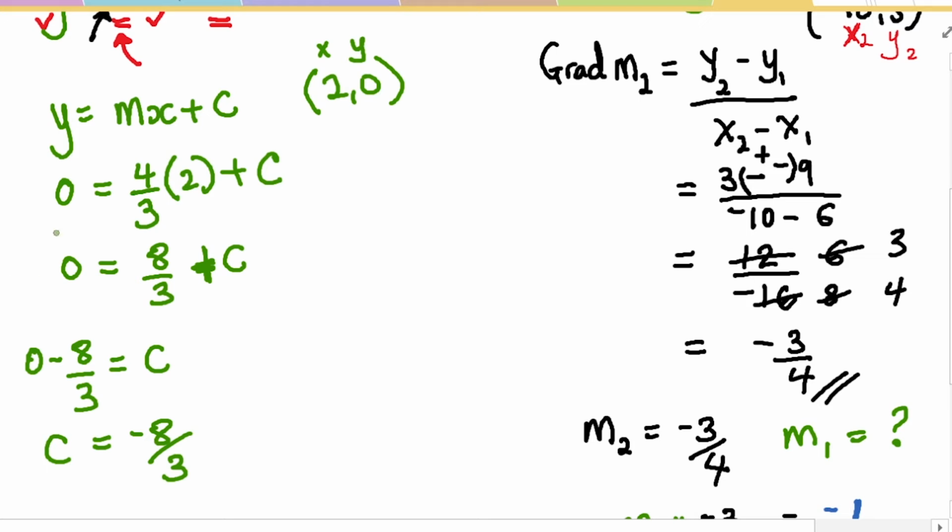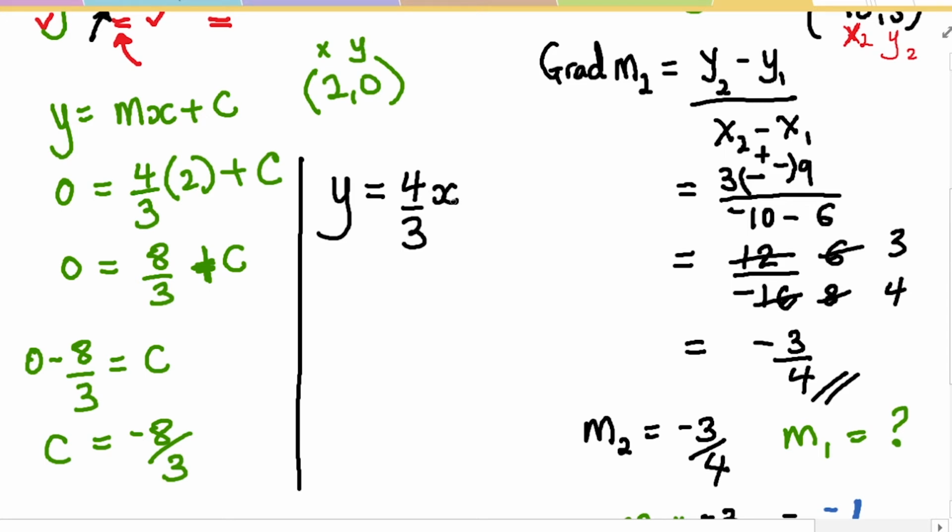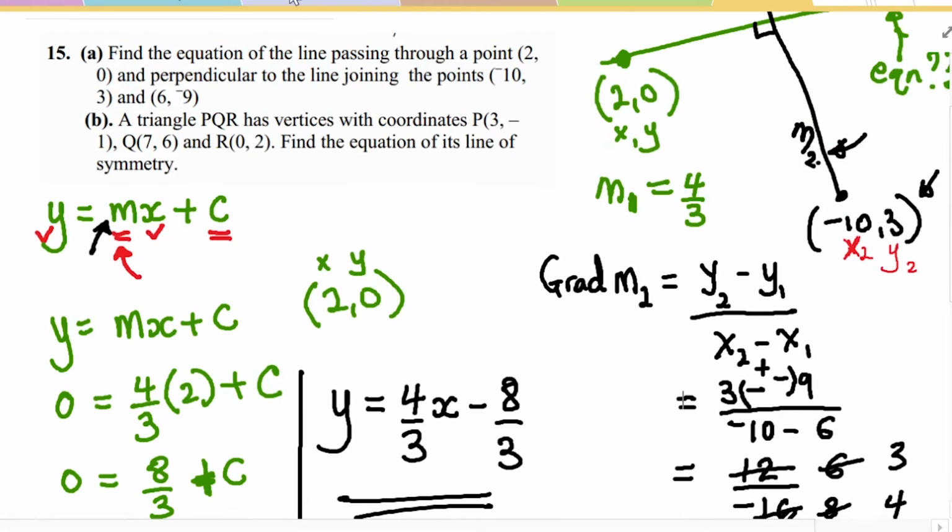So now after finding that our value of c is negative 8/3, we can come here and conclude: therefore, the equation of that line y is given by our value of m, which is 4/3x, plus c. Our c so happens to be negative 8/3, so it's minus 8/3. And so that's the equation of the line. We have answered part A.